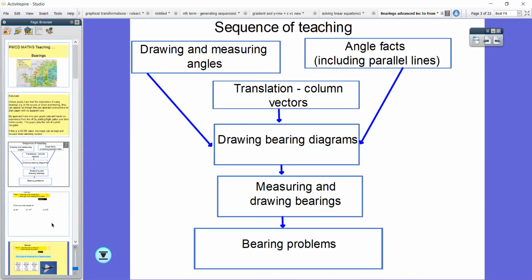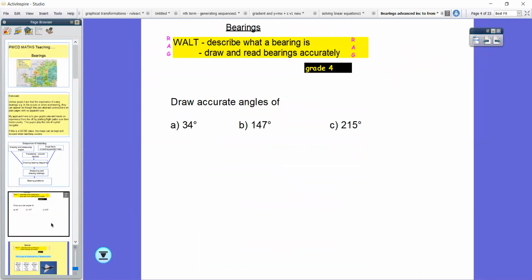So what do we start with? I normally start with just checking that they can draw angles accurately. So something very, very easy to start off with. And I will check those with my protractor as well once they've done each one. So that's a little bit of running around the class doing that as well as I possibly can. And once I'm happy with that, we get on to the first task.